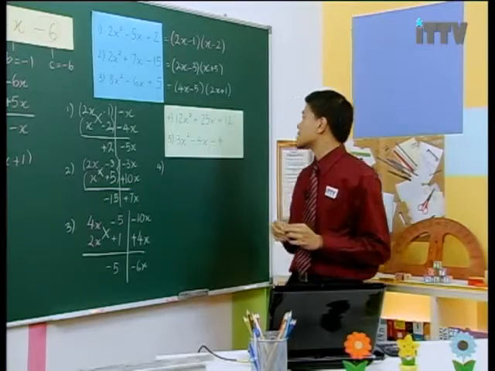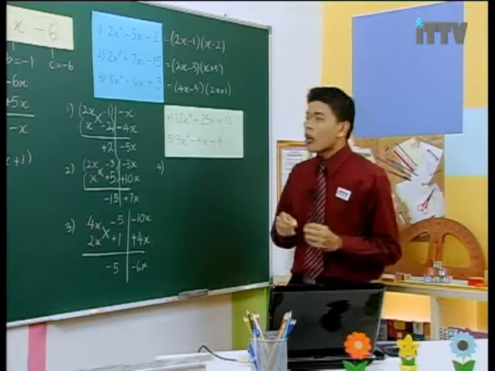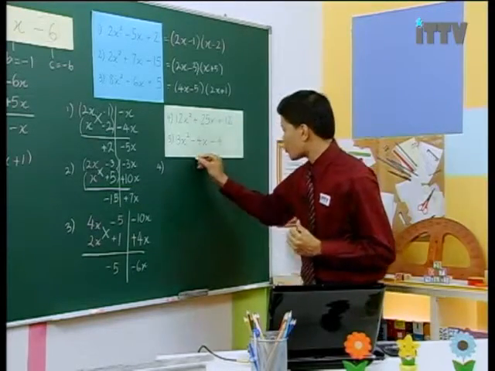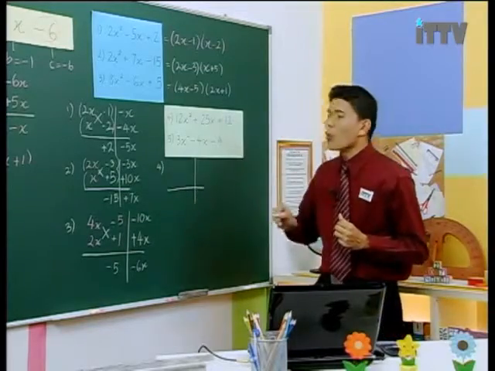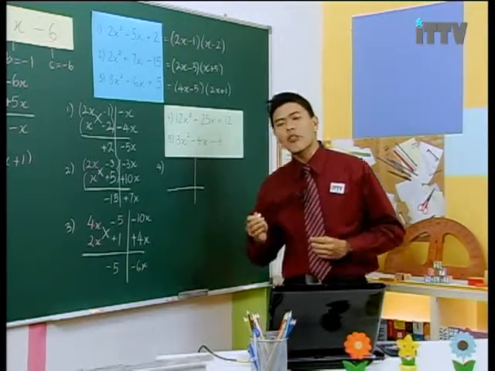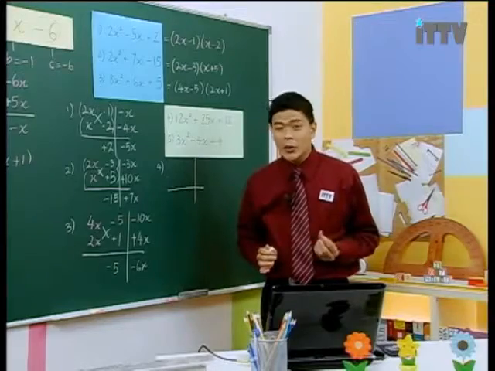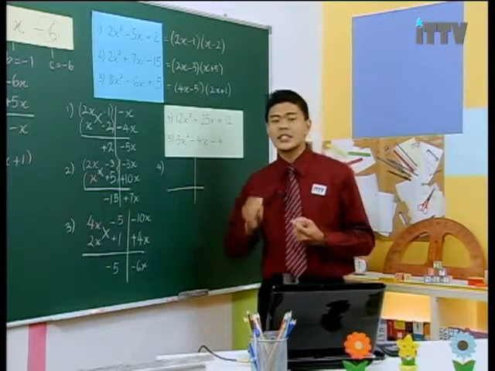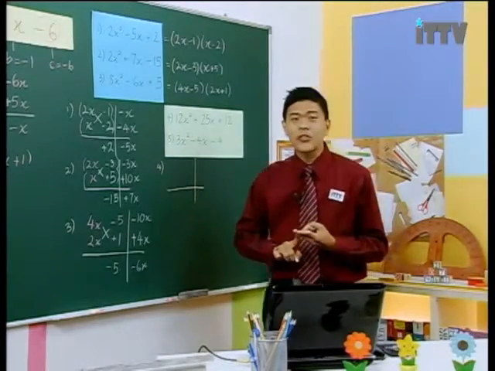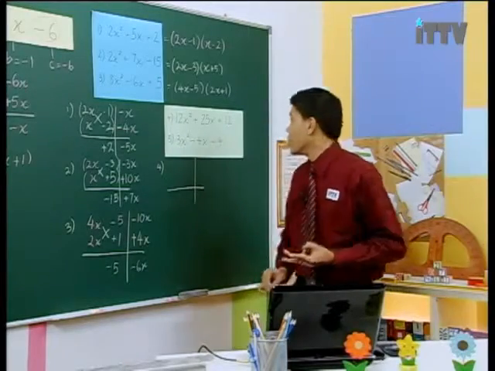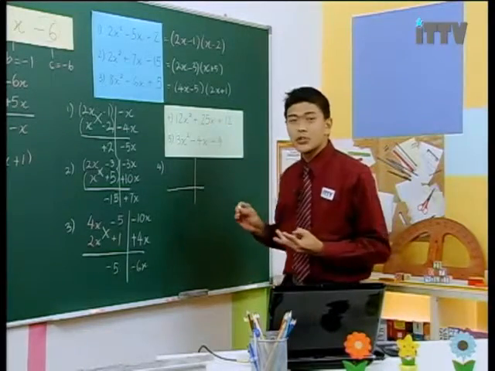12x squared plus 25x plus 12. Now, same method, drawing two lines. What are the combinations for 12x squared? There are many, so you must choose the right combination. Is it 6 by 2, 4 by 3, or 12 by 1? Now let us simply choose at random.